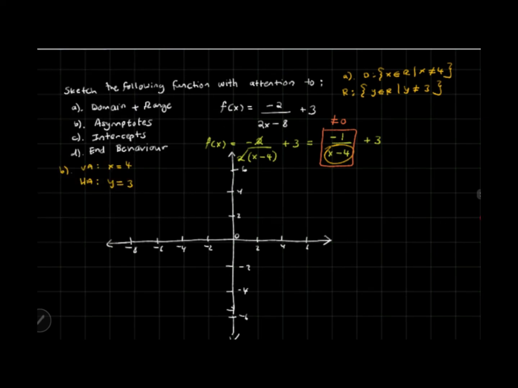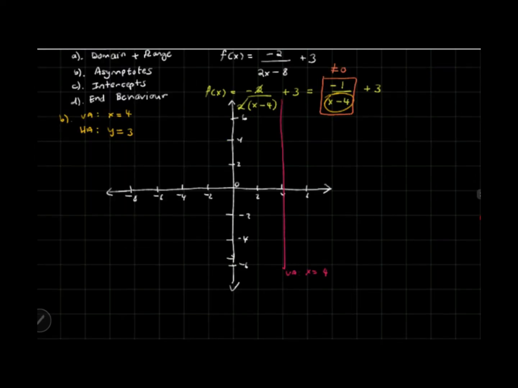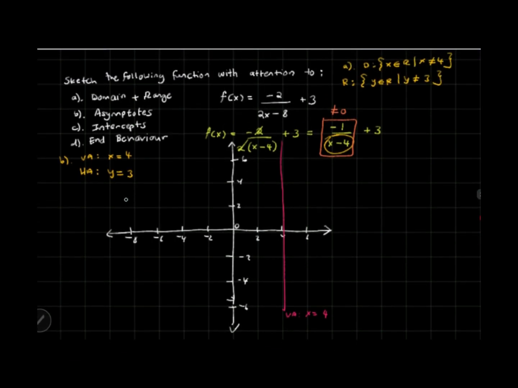My vertical asymptote I'm going to do in red. So this is my vertical asymptote, x is equal to 4. My horizontal asymptote is y is equal to 3, I'm going to do this in blue. So y is equal to 3. Let's say it's the midpoint of 2 and 4. Technically, you would want to use a ruler for this. So y is equal to 3. Just getting an idea of this.